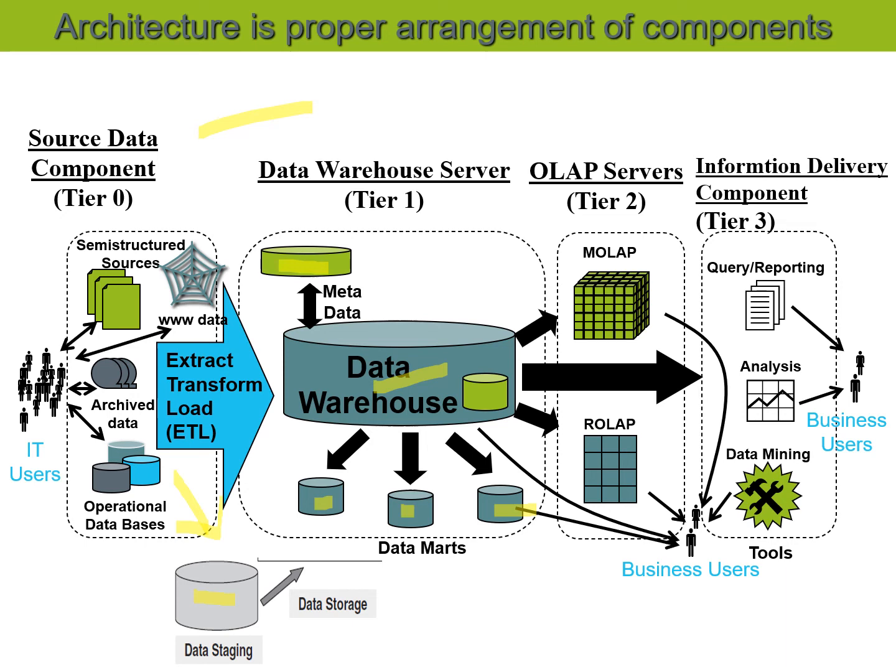Then there is the OLAP server tier. After the data warehouse is constructed, data should be presented in summarized form in MOLAP. This is the multi-dimensional view of the data. Here, aggregates will be placed to retrieve the information quickly. And data can be in ROLAP form as well. ROLAP means relational OLAP.